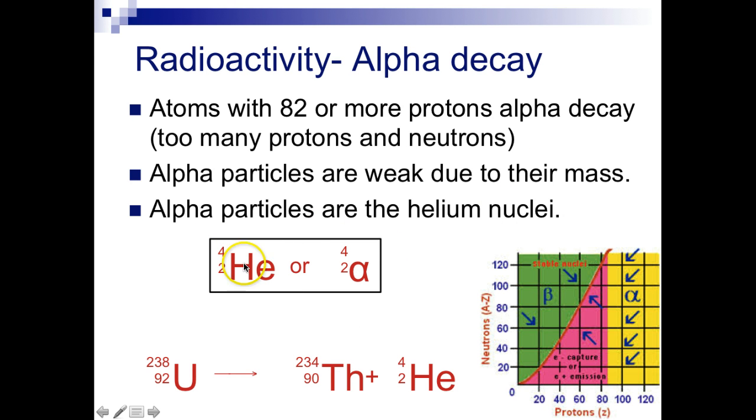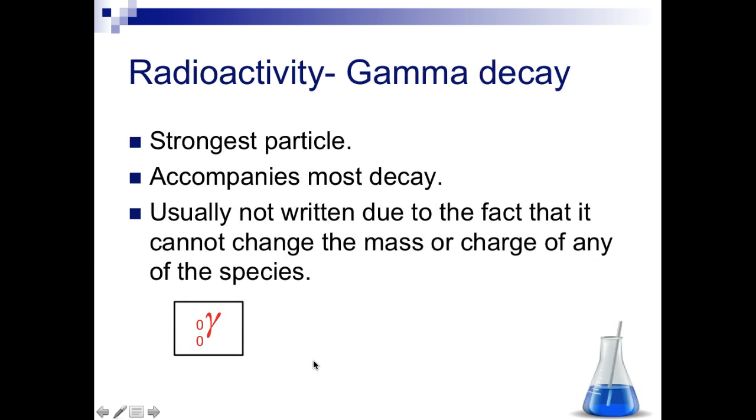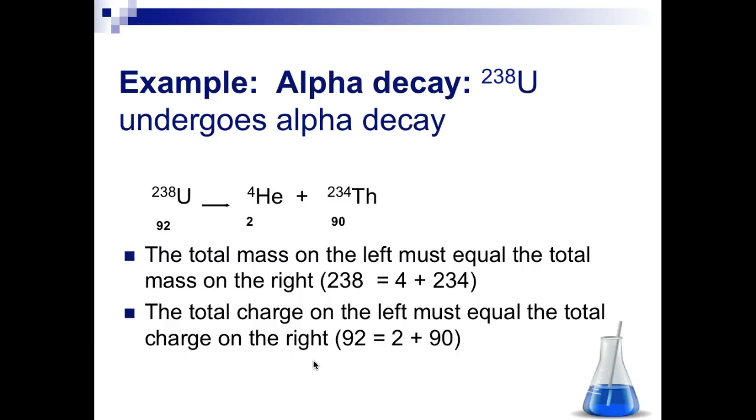You'll either see a helium nucleus symbol, which looks like this, or an alpha particle. So when this happens, for example, in this example down here, you have uranium-238 with an atomic number of 92, and it will break down and release an alpha particle. This is an alpha particle. And it will make thorium-90 with a mass of 234. So again, if you undergo alpha decay, you will release an alpha particle plus whatever new nucleus you make.